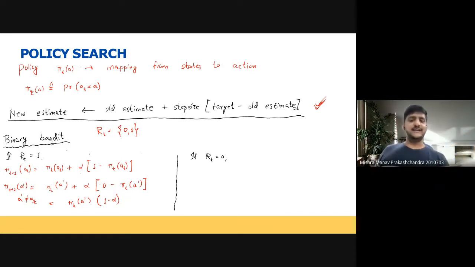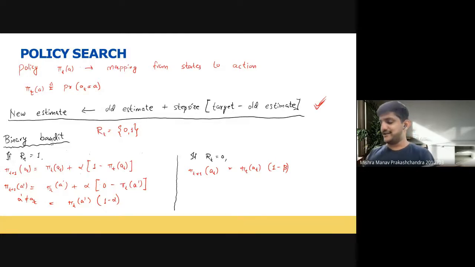And if r t is equal to 0, the update step becomes the other way around. Okay, so here the step size parameter is beta. In the first part it was alpha. Here the professor had taken it to be beta, and I'm just following the same notation.